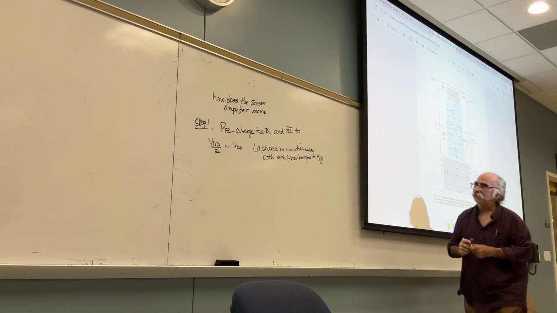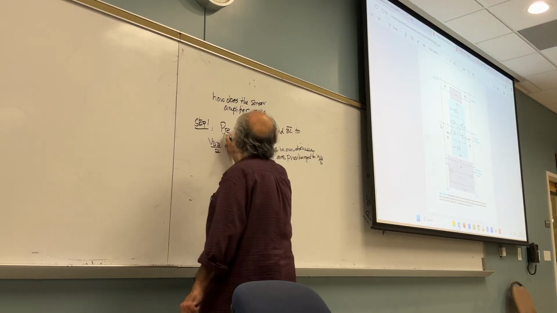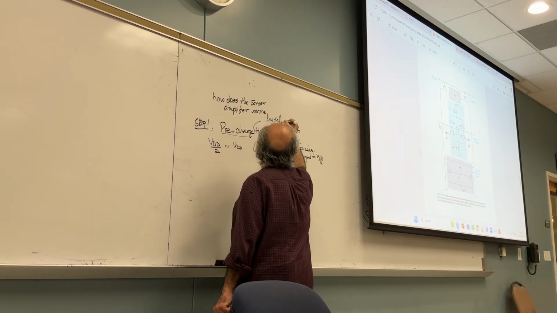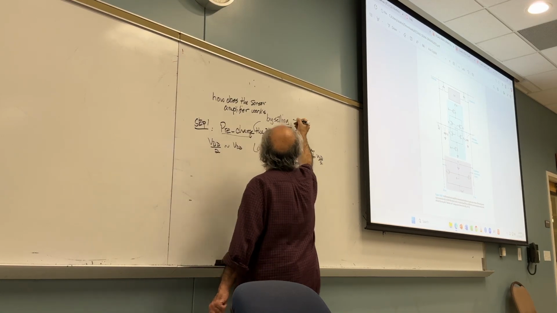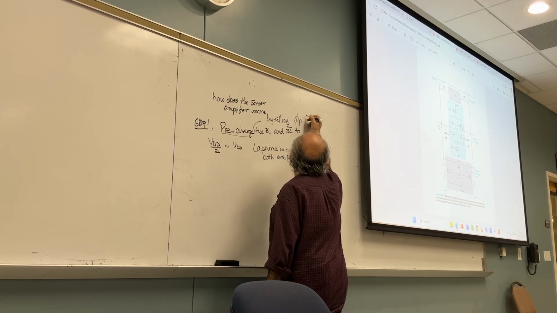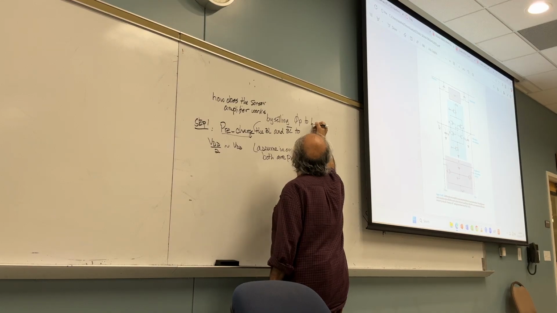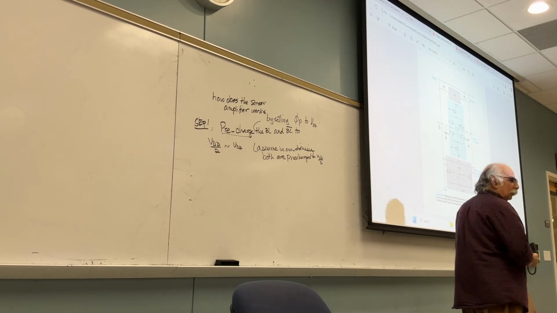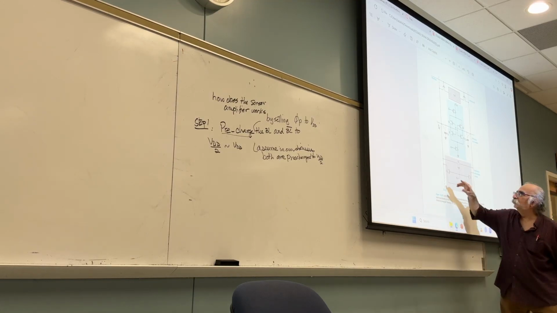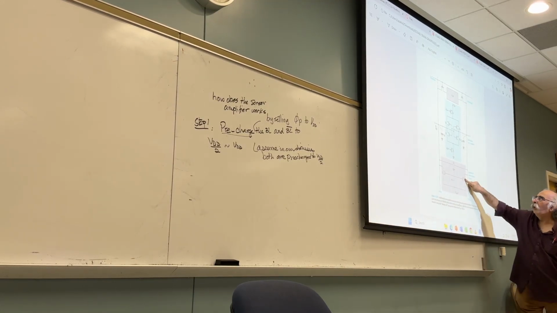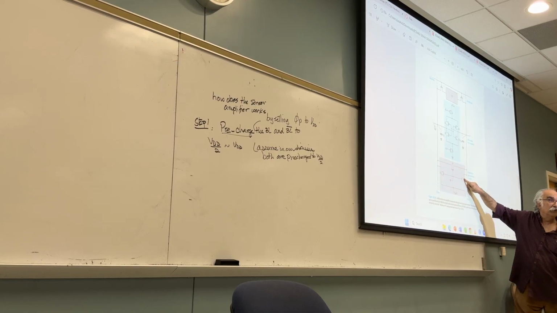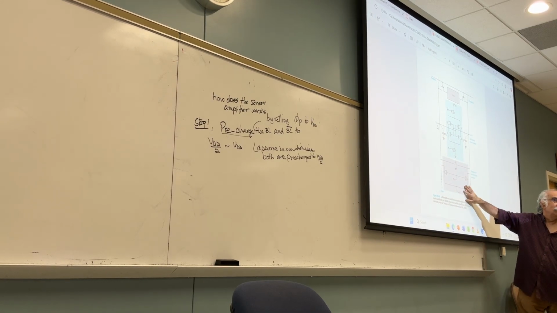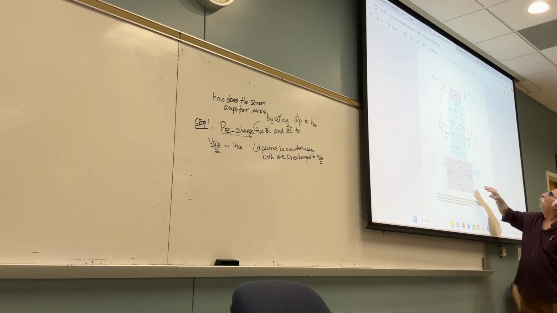Now what do I need? Recharge by setting VB to what? 1. 1 means what? VDD. Did you get it? I want you to tell me on or off? On. NMOS. These are NMOSs. All of them are NMOSs. Did you get it? Okay.